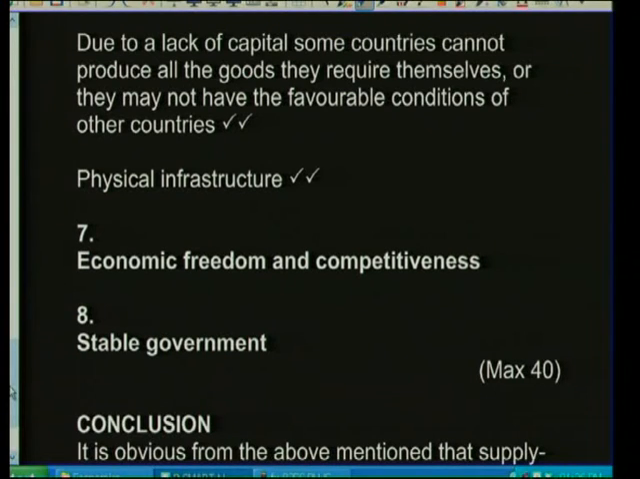Another thing included here is also the physical infrastructure. In other words, does the country have the infrastructure available to allow them to produce these products? That would include things like communication systems, electricity, water, roads, those type of things.